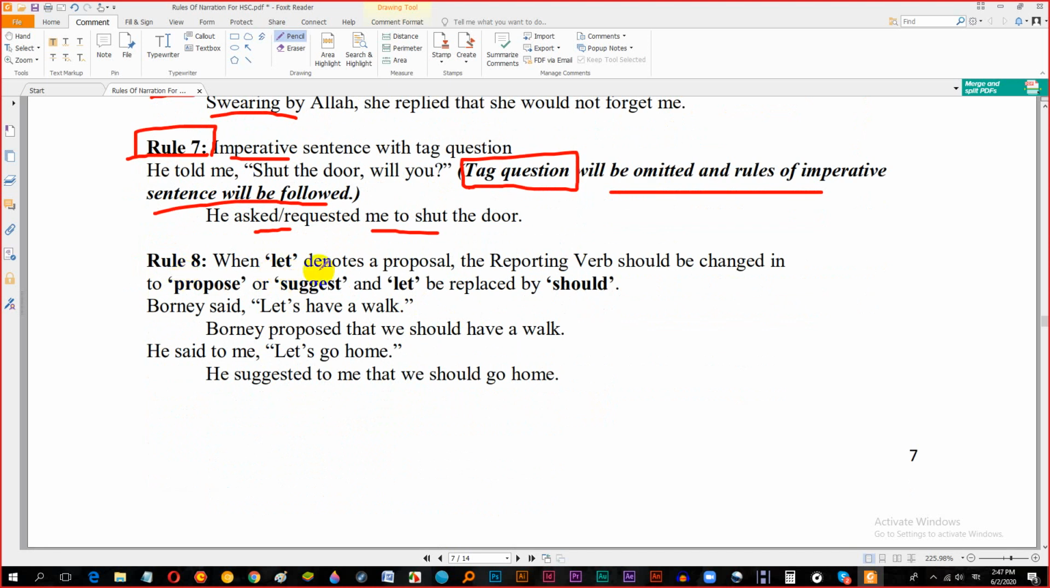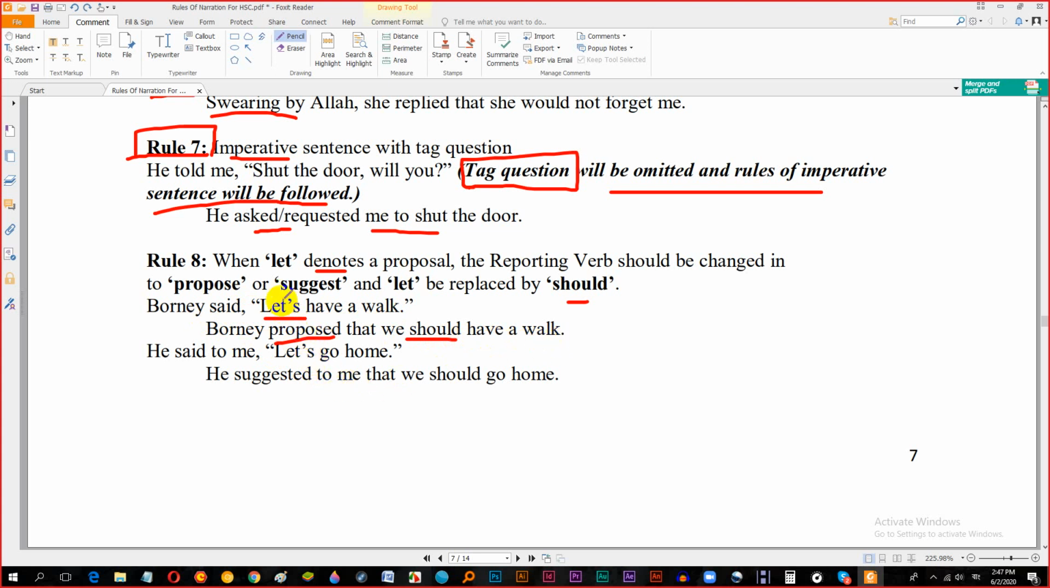Okay, then rule number 8. When let denotes a proposal, denotes means just indicates or refers, the reporting verb should be changed into propose or suggest, and let is replaced by should. It's important. So if we find let us, then we use propose, and we also add should. For example, Borny said, let us have a walk. So Borny proposed that we should have a walk.